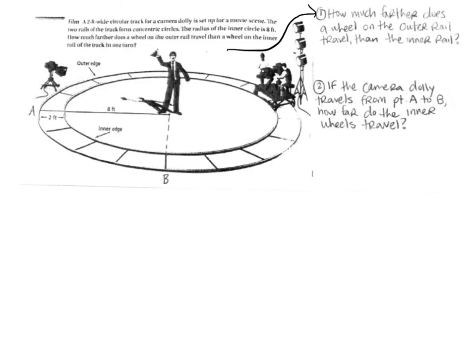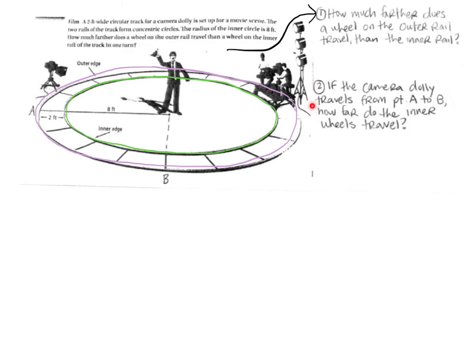So question 1 is, how much farther does a wheel on the outer rail, that's a wheel that travels on this section, how far does that one travel? How much more does it travel compared to this wheel? Now my strategy would be to find the circumference first of the outer rail, and then the circumference of the green rail, and then subtract them. So that would be my strategy for that one.